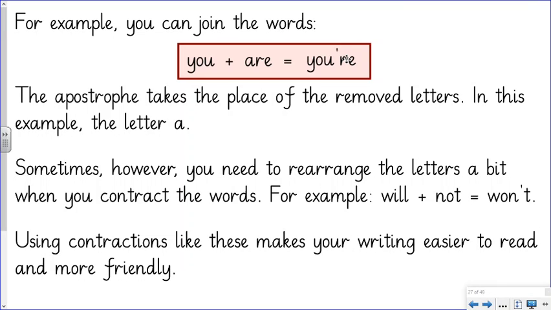Sometimes, however, like it said in the video, you need to rearrange the letters a bit when you contract the word. So for example, will and not becomes won't. It isn't just as simple as putting the apostrophe there instead of the letter. When you use contractions like these, it makes your writing easier to read and more friendly.